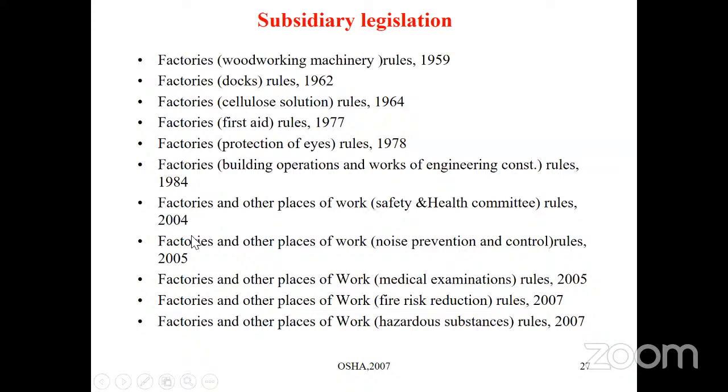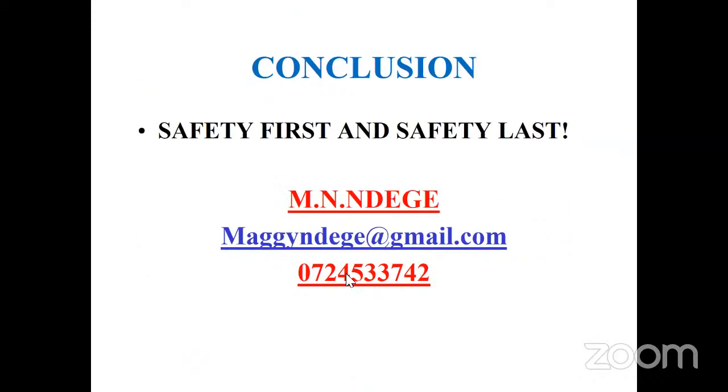And then we have factory and other places of work, that is noise prevention and control. We have factory and other places of work, that is medical examination. Remember that I emphasize periodic and post-medical examinations. And then you have factory and other places of work, that is fire risk reduction rules. This one we usually emphasize also when it comes to fire audits. And then you have factory and other places of work, that is hazardous substances. Remember, I emphasize chemical safety. You will get so much on matters of chemical safety in that subsidiary legislation.